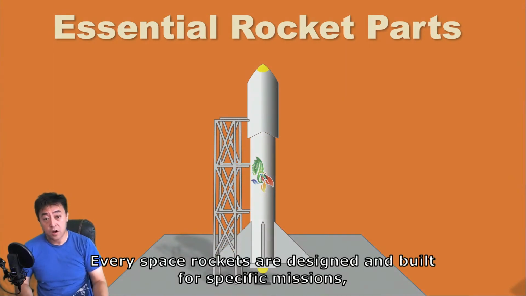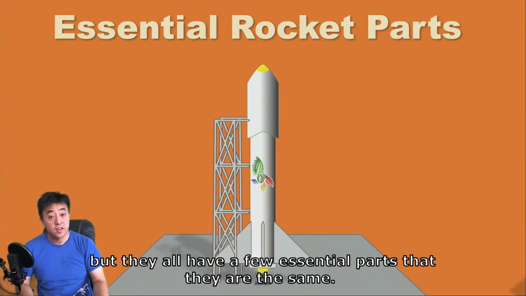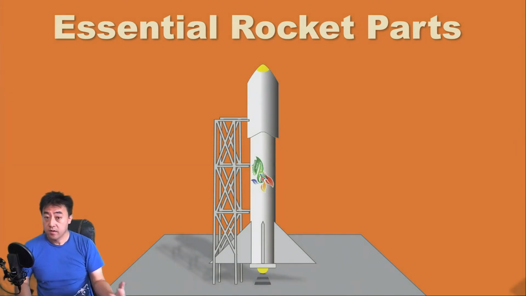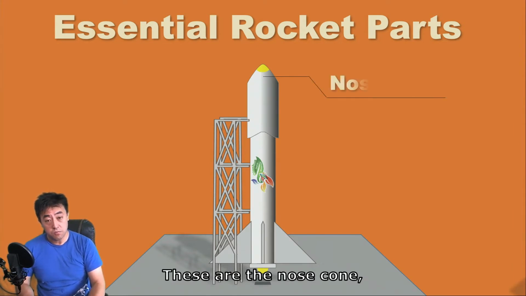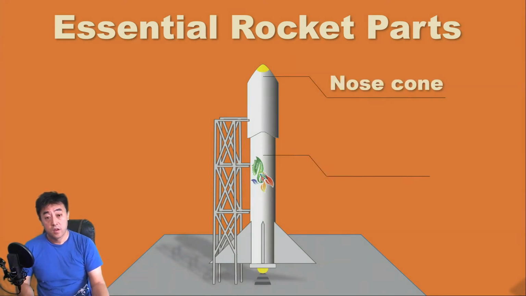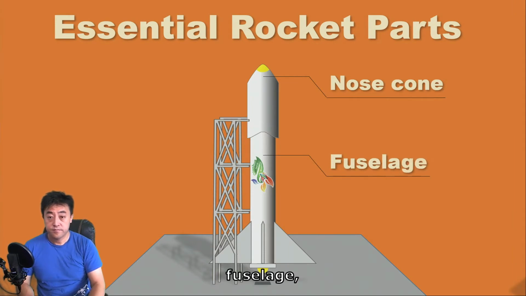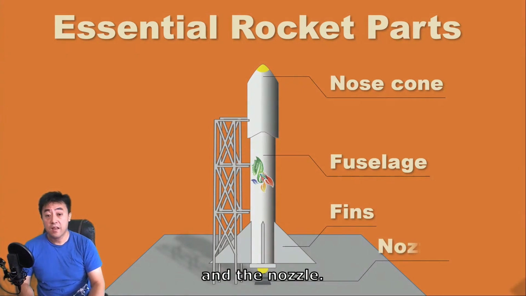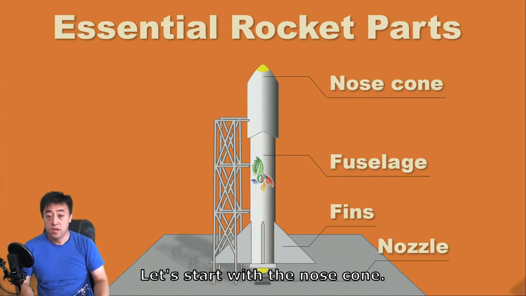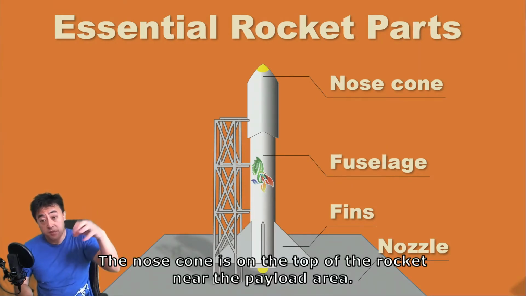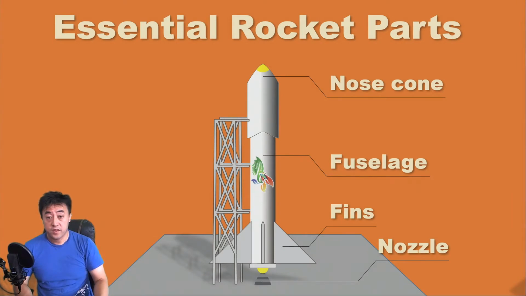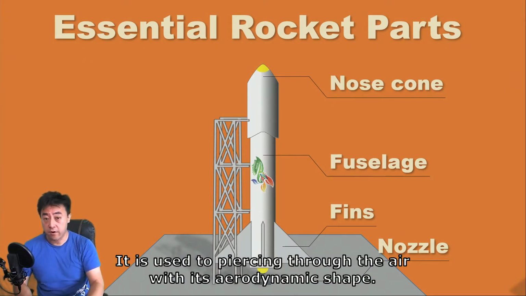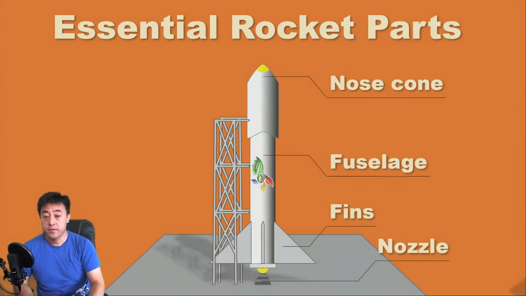Every space rocket is designed and built for specific missions, but they all have a few essential parts that are the same. These are the nose cone, the fuselage, the fins, and the nozzle. Let's start with the nose cone. The nose cone is on the top of the rocket near the payload area. It is used to pierce through the air with its aerodynamic shape.